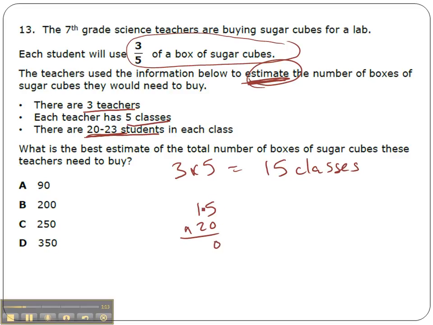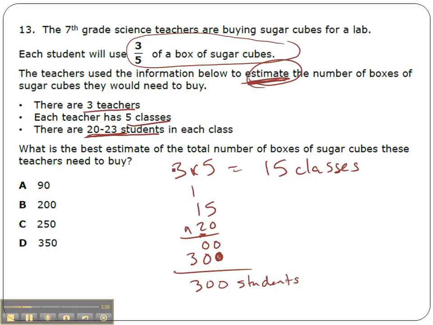5 times 0 is 0. 1 times 0 is 0. Now I'm in the tens place. Start with my placeholder 0. 5 times 2 is 10. Carry the 1. 1 times 2 is 2 plus 1 is 3. So we get 300. Okay, so 300 students.